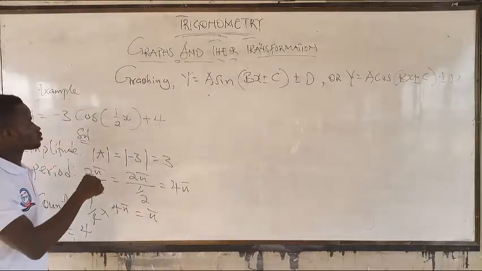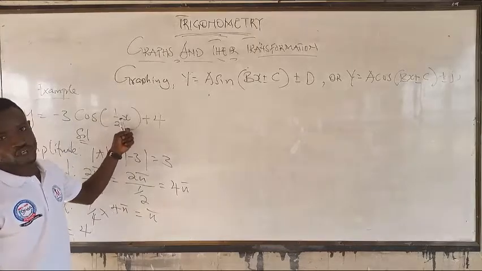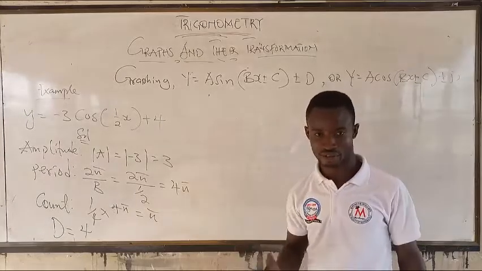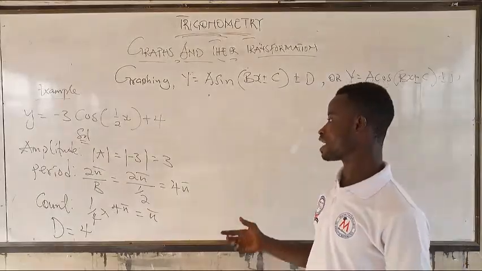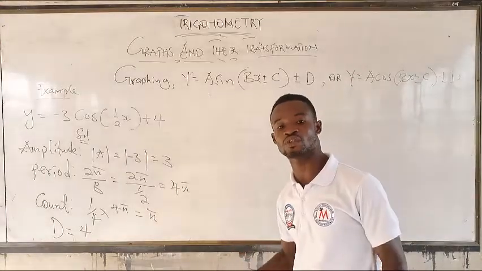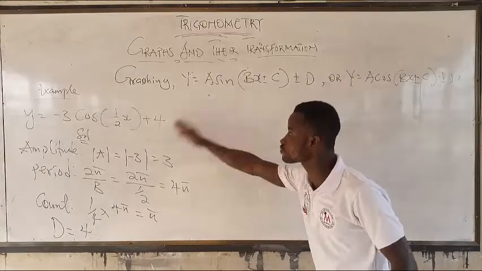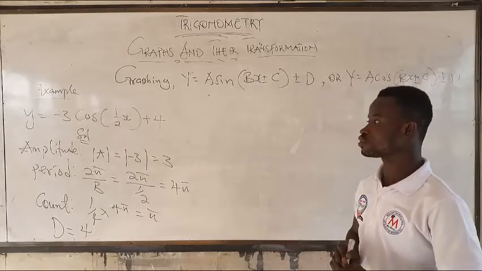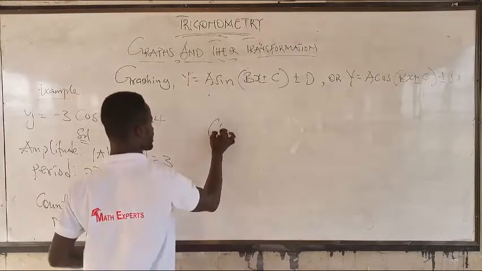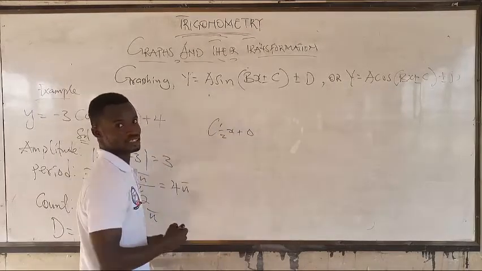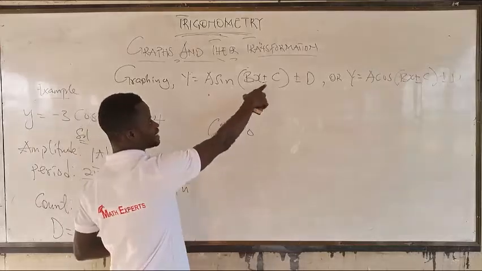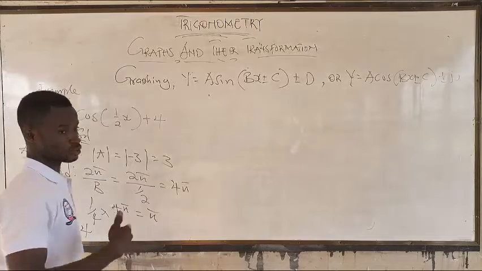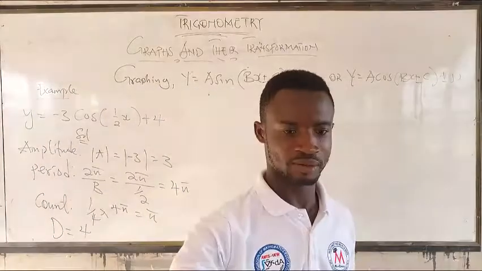Take note also that there is no horizontal shift in this question, but there is a vertical shift. Very good. So this one is having a phase shift of 0. It means that there is no shifting here, like the one where we are saying plus or minus. So this one is just like half S plus 0. The C here is 0. That means there is no shifting horizontally.